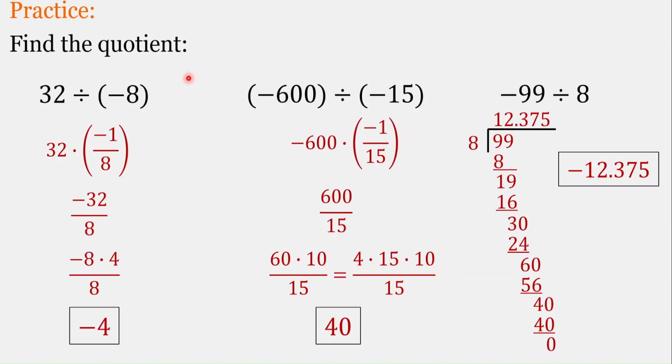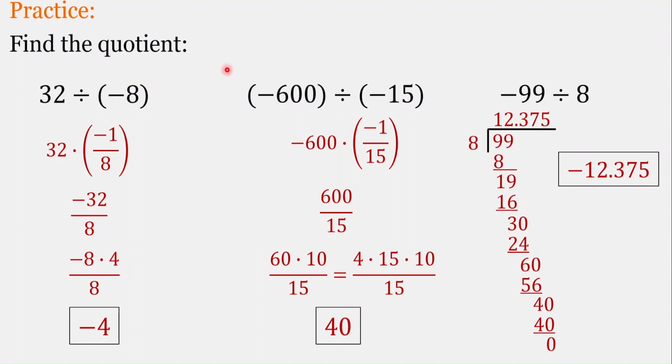So for the first 2 problems, I converted the division into multiplication. Again, division is multiplication by the reciprocal. So 32 divided by negative 8 becomes 32 times negative 1/8. And then this simplifies down to negative 4. And then negative 600 divided by negative 15 becomes negative 600 times negative 1 over 15, that reciprocal. And that simplifies down to 40.